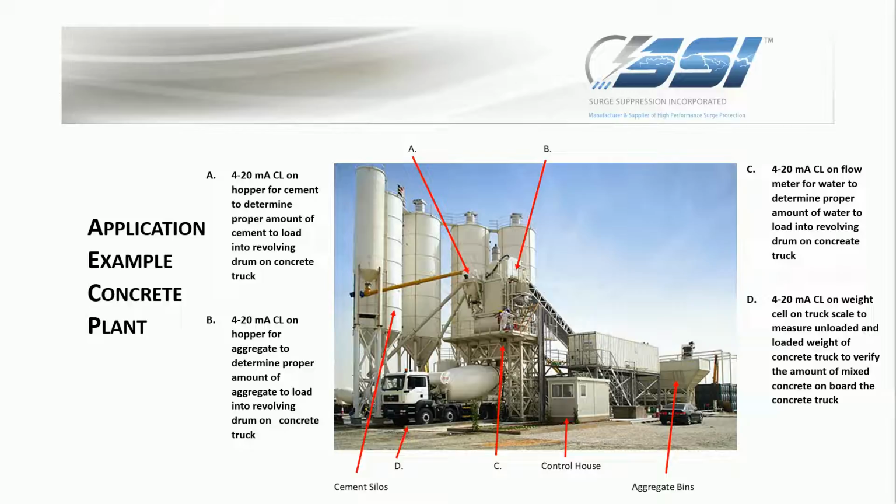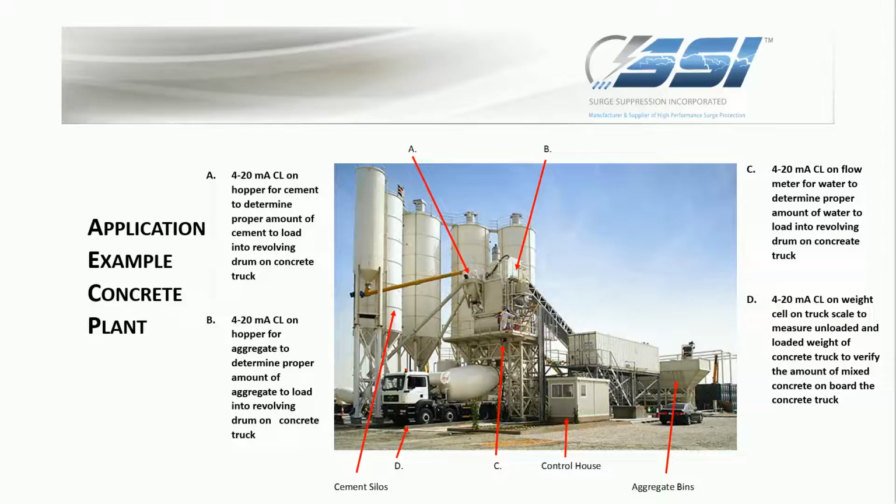A concrete plant has several opportunities for use of a current loop SPD. The truck scale is used to weigh the concrete revolving drum truck before loading. The hoppers at the top of the loading area are each loaded with cement or aggregate. As the hoppers are loaded, the increase in weight of each is monitored by the load cells and transferred by the current loop circuits to the control house, where the operator can stop the loading conveyors when the desired amount of cement or aggregate is in the hoppers.